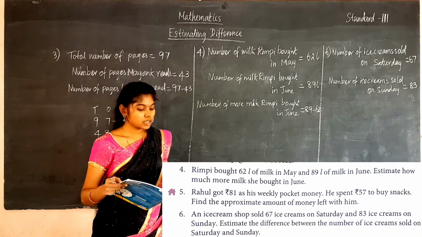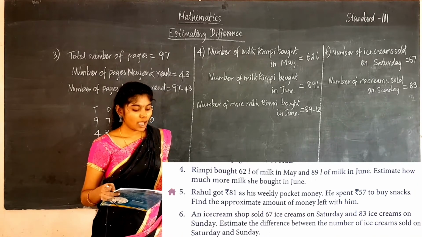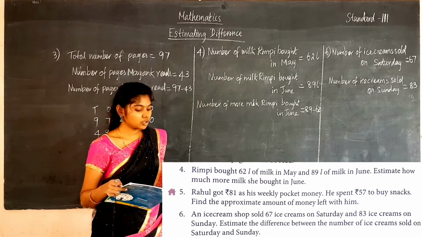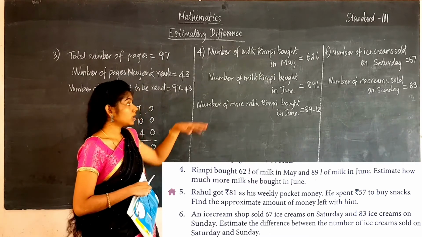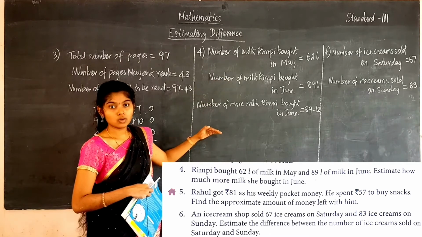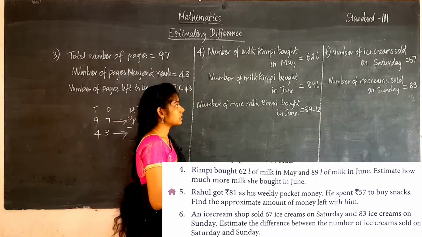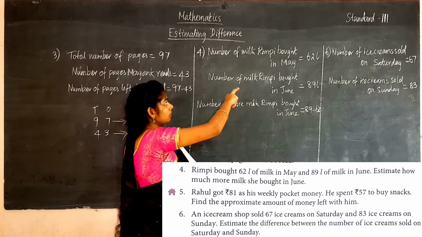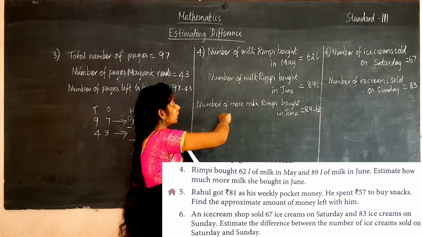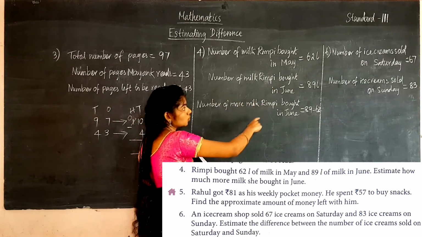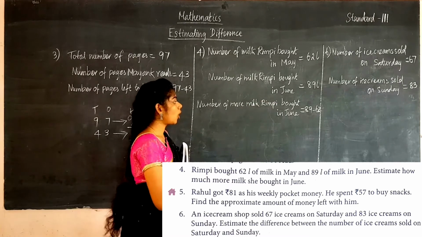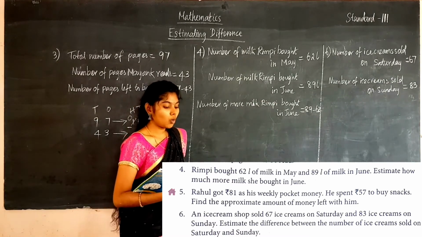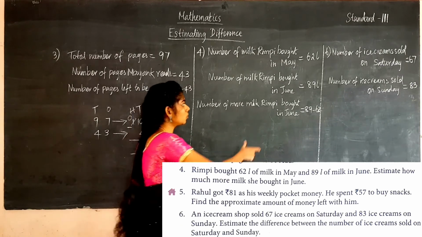Rim bought 62 liters of milk in May and 89 liters of milk in June. Estimate how much more milk she bought in June. So I have mentioned here what is given and what we need to find. Now we can write the places and find the answer. The amount of milk Rim bought in May is 62 liters, and the amount Rim bought in June is 89. They have asked us to estimate how much more milk she bought in June.